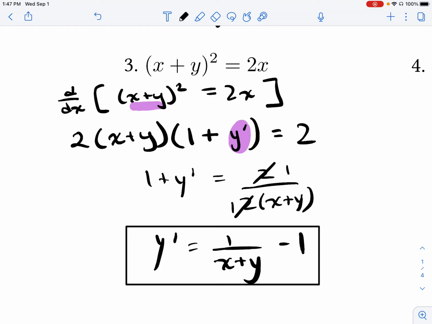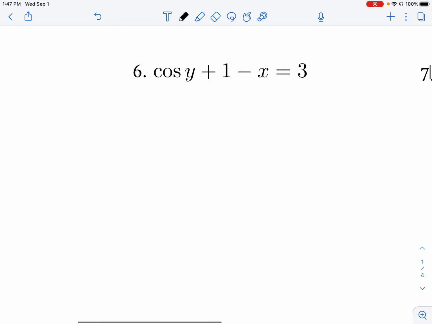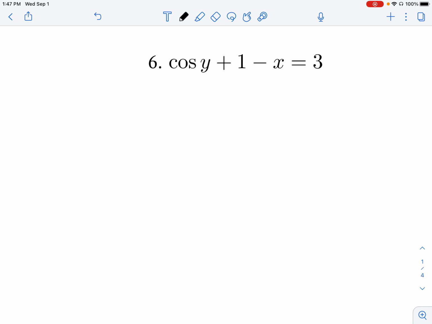Let's go ahead and try one more. Let's do one with a trig function in there. Let's try something like number 6 here. Well, for number 6, again, we're going to differentiate both sides. So let me just write this here. We're going to differentiate both sides here. So the derivative of cosine y is just negative sine y. The derivative of 1 is just a constant.